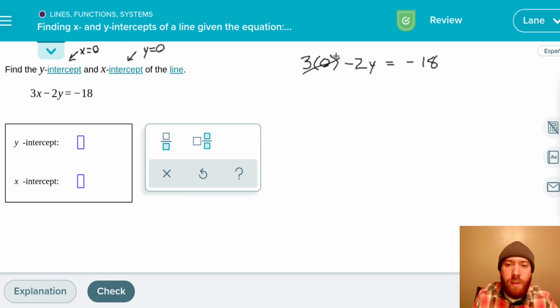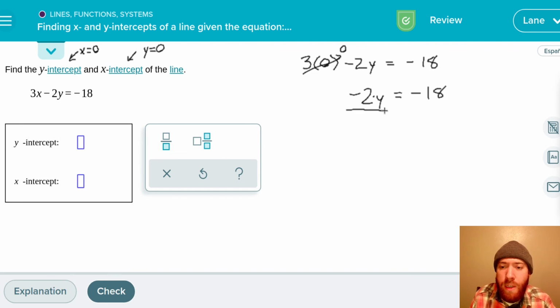Then 3 times 0, that's 0, and our equation becomes negative 2y equals negative 18. How do we get the y by itself? Well, we need to get rid of this negative 2, and that negative 2 is involved in multiplication with y. So we can use the opposite of multiplication, division, to get rid of the negative 2. Then the negative 2's cancel out, and on the left-hand side we have y.